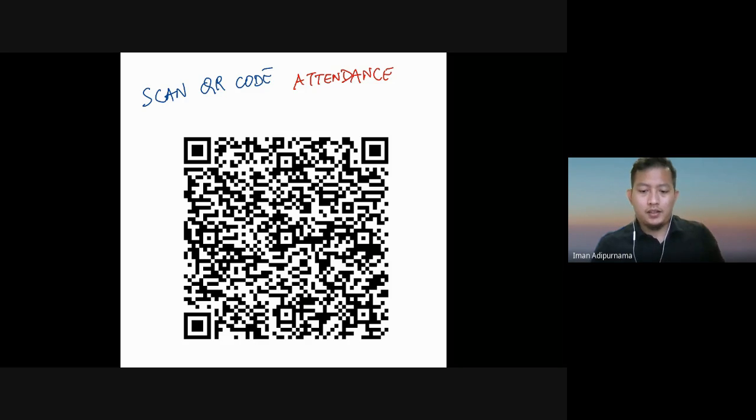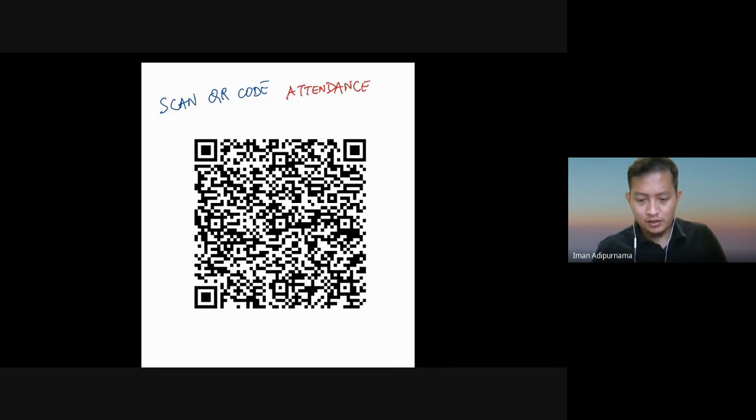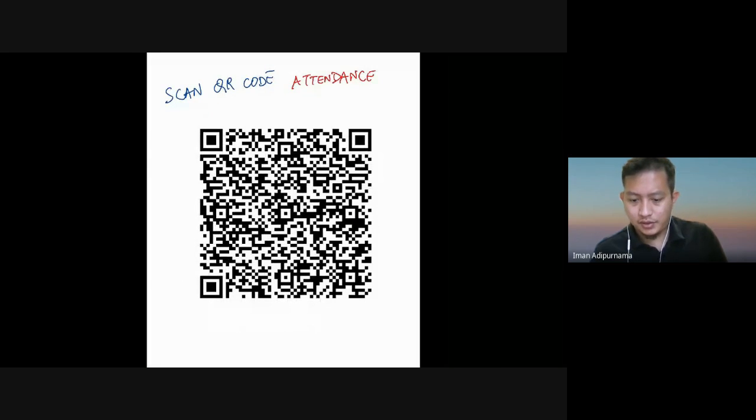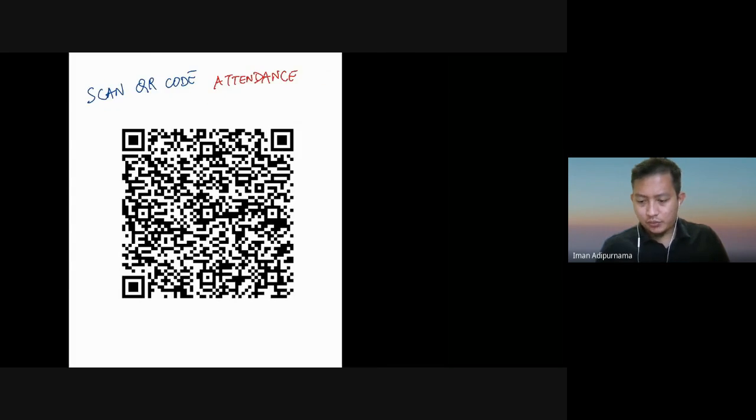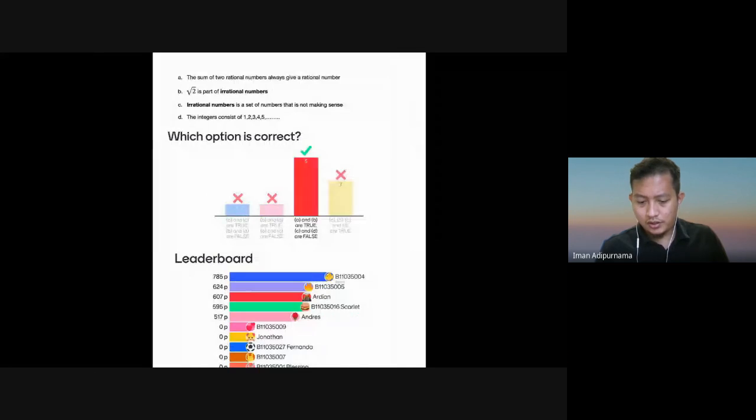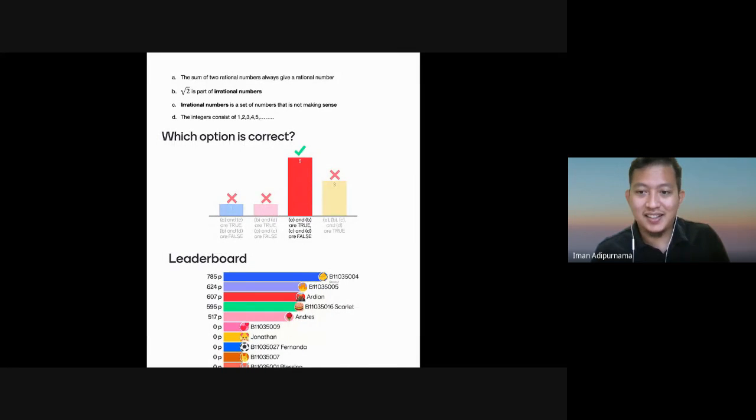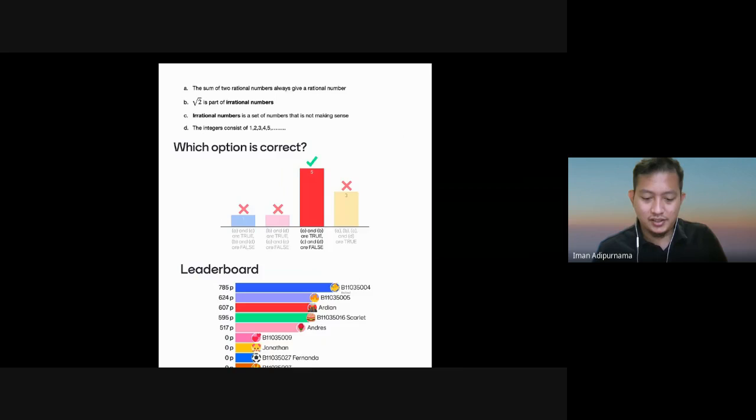Okay. All right. I hope you already scanned all this QR code. Okay, let me start with the small quiz yesterday.